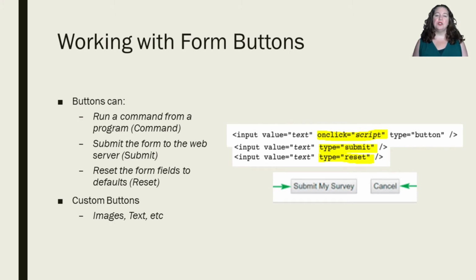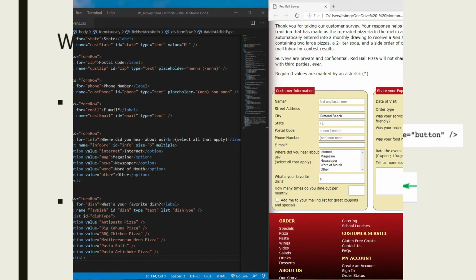And all we have to do is do an input with a type that is either a button or a submit or a reset. If it's a button, we need to give it an on-click event. And I think we'll talk about events when we get into JavaScript. But for right now, it's the event that occurs when you click the button. So we can give an on-click event if you're going to be using a script, or a type of submit or reset. So let's add those to the bottom of our form.